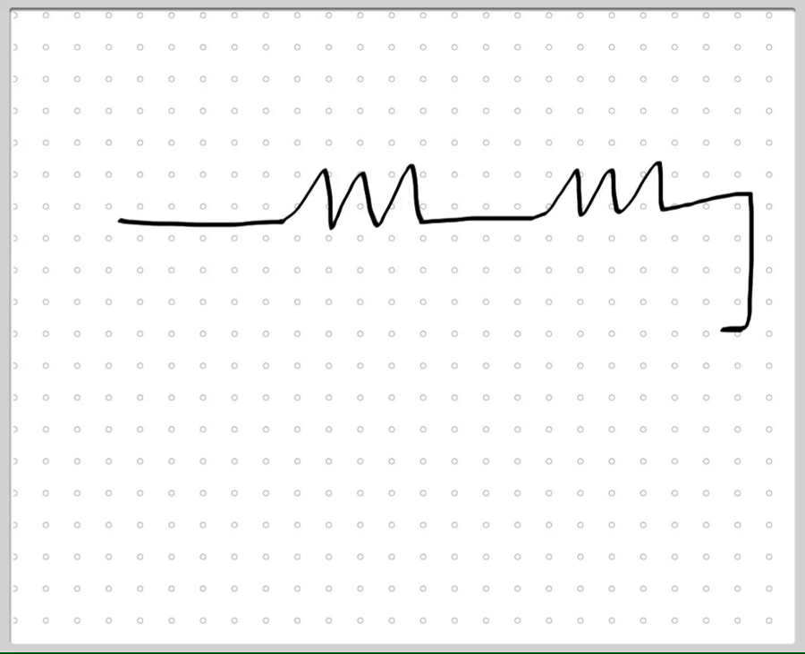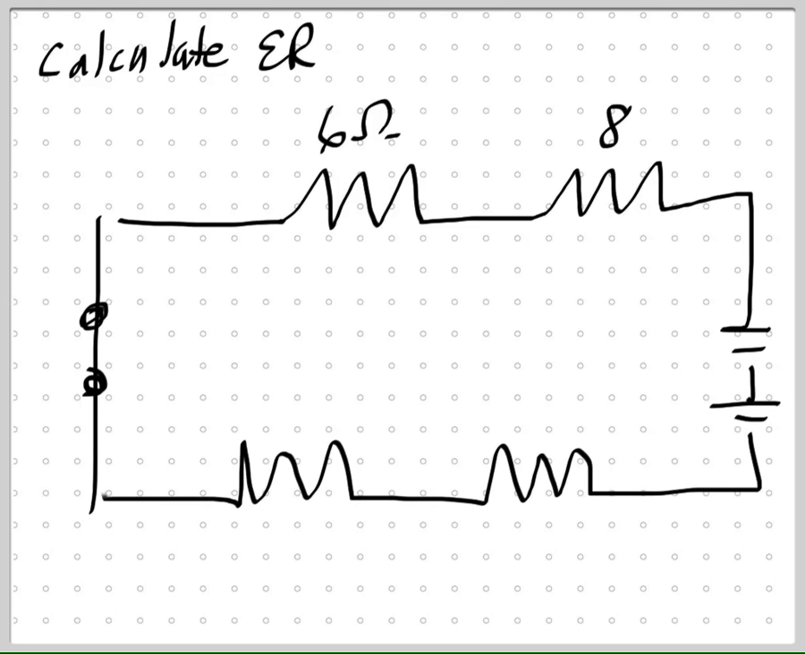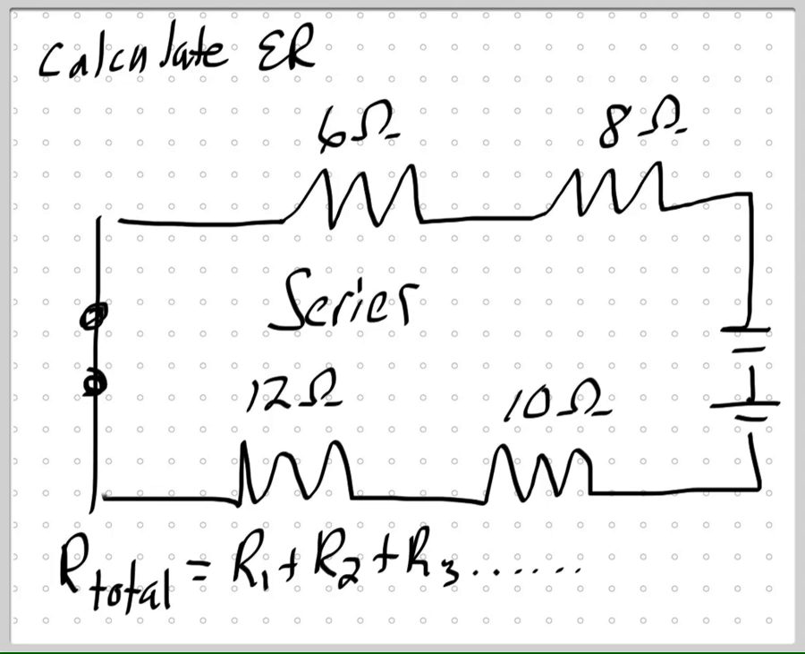Let's move on. We're going to go back to calculating resistance in a series circuit. So here is a series circuit with the resistors. Right now I want to calculate the total resistance in this series circuit. ER stands for equivalent resistance. So you would use a formula, and this is the formula that you would use. R total is equal to R1 plus R2 plus R3, and so on and so on.